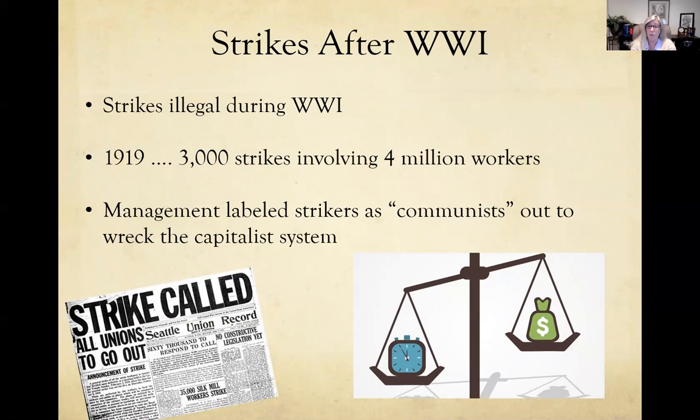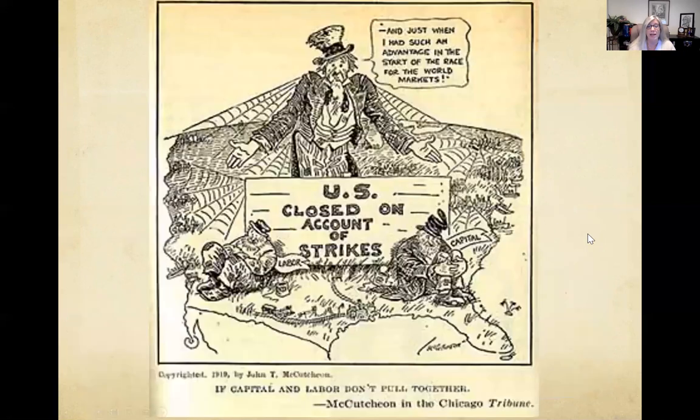So when you see 4 million workers going on strike on the heels of these statements coming out of Vladimir Lenin and the Soviet Union, some people begin to associate these strikers as buying into this communist ideology that's going to tear down the capitalist system. And so there becomes this fear of radical infiltration in the United States. Notice this cartoon.